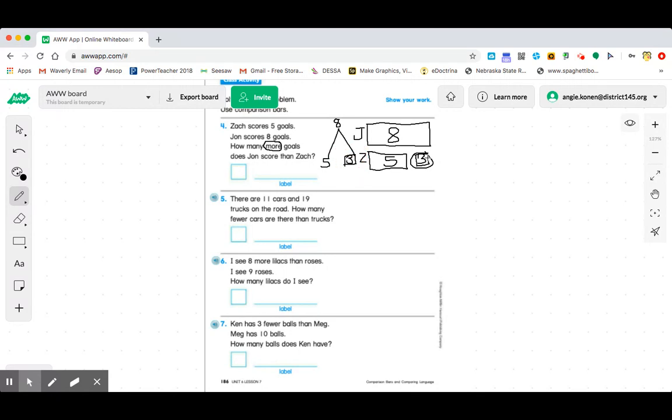Notice I have a box with 3, box with 3. I also, in this box, have a 3. Now my label. Let's look. It says, how many more goals does John have than Zach? I think my label would be goals. So I'm going to write goals.